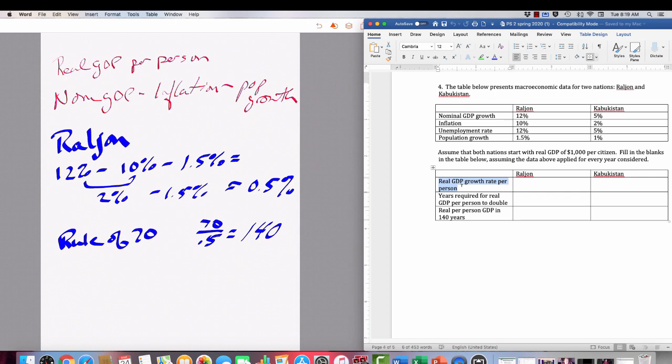So now the last part of our table asks, what's the real GDP per person in 140 years? If Valjean starts off with 1,000, and GDP doubles in 140 years, then real GDP per person in Valjean in 140 years will be $2,000.